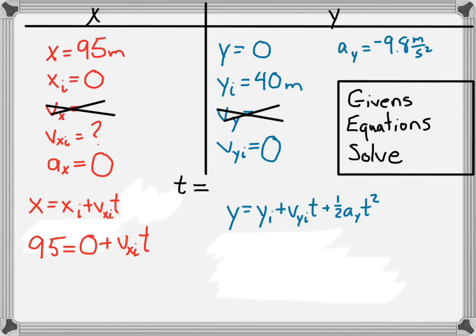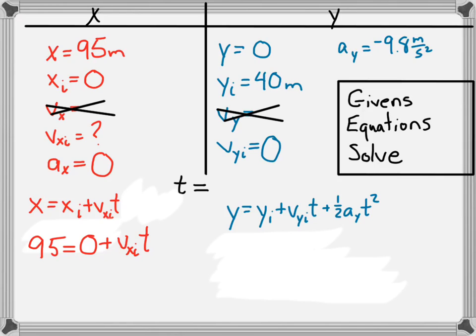Well, it looks like I'm stuck here because I don't know Vxi, that's what I want to find out, but I also don't know time. I don't know how long it takes for this object to land on the ground. What do I do about that? It's apparent that I'm stuck here. But let's not forget that we have another equation over here, and we could possibly use this one to help us solve for time, and then plug that into here.